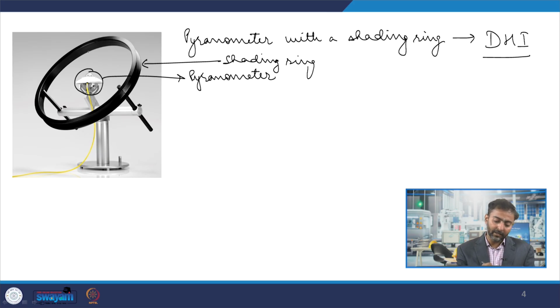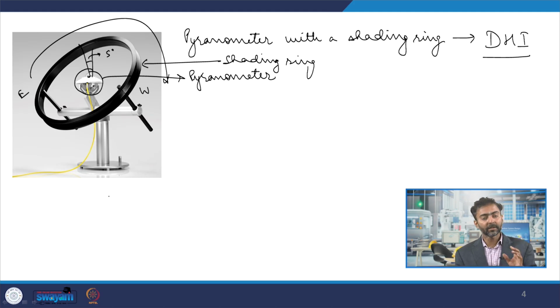So again, this shading ring, if you were to draw this angle subtended by the shading ring to the sensor, this would again be that same 5-degree angle. The orientation of the shading ring would be such that, let's say this is east and this is west, and as the sun goes from east to west, for the entire day the shading ring will block the beam component or direct component from reaching the sensor. Only the diffused radiation will be reaching the sensor throughout the day.